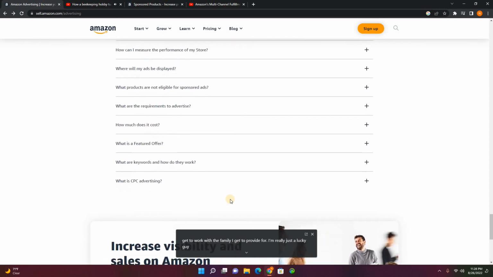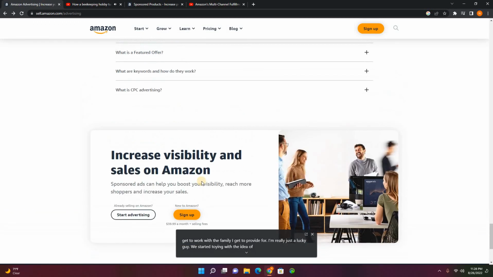We started toying with the idea of creating a shop where beekeepers could come, they could learn about beekeeping from professionals, they could buy all the supplies they needed for beekeeping, and we could help repopulate the bee population in our local area.